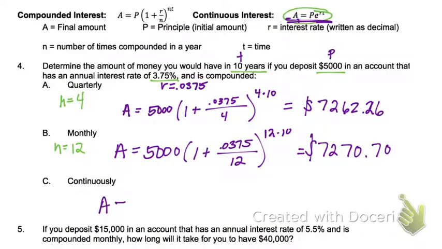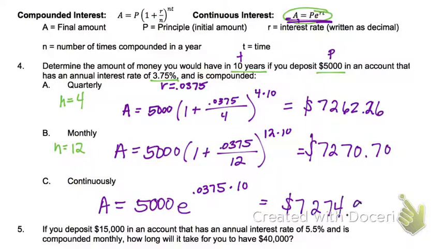If I'm compounding continuously, I'm going to use this formula, PERT. So A equals 5,000. You keep the E there. Remember, E is a constant. To the R times T. So 0.0375 times 10. And you should get 7,274.96.